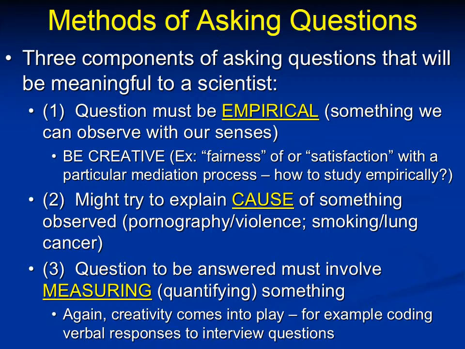All right, now looking at number 2 here, the second component underlying asking scientific questions is often trying to find an explanation of the cause of something you observe. So making a causal connection between things. Some social science examples might be, well, how about the question of whether pornography causes violence against women? Or does the death penalty deter violent crime or deter murder?